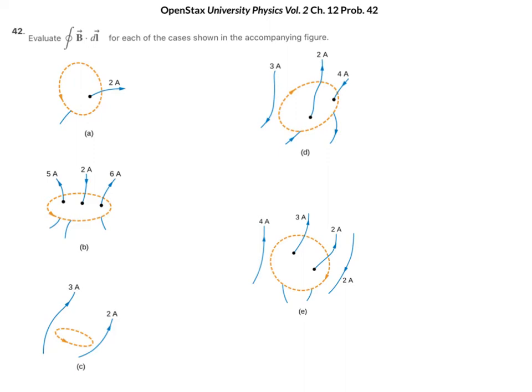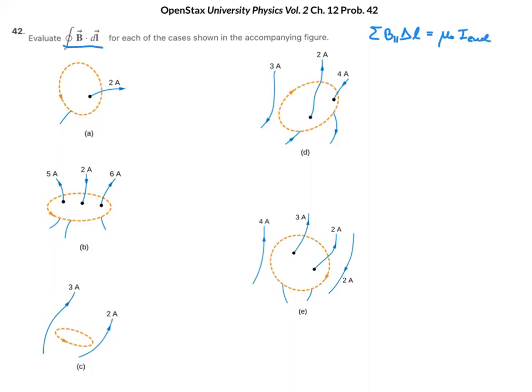Let's look at OpenStax University Physics Volume 2, Chapter 12, Problem 42. Evaluate the integral of B dot dL for each of the cases shown in the accompanying figures. First of all, we're being told to evaluate an integral that we don't know what it is. It actually is the sum of B parallel delta L, and we know this as Ampere's law, and the other side of Ampere's law says that it's mu naught times I enclosed.